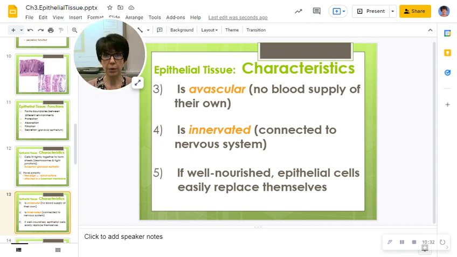If you provide epithelial tissue with enough nutrients, they can regenerate themselves, and they'll just keep going like little Energizer bunnies. They'll make more and more and more.